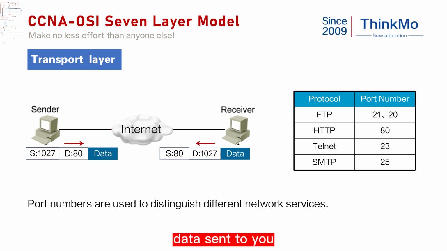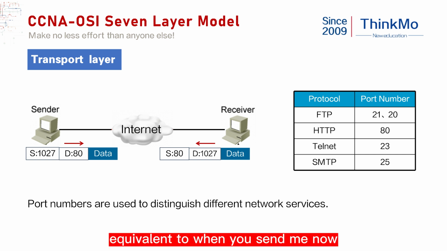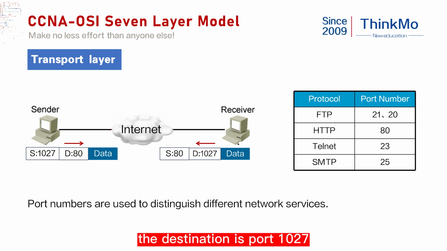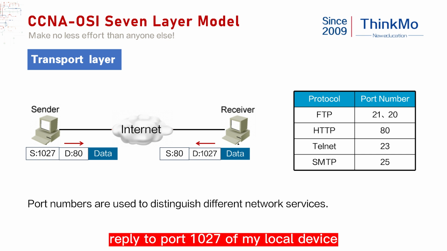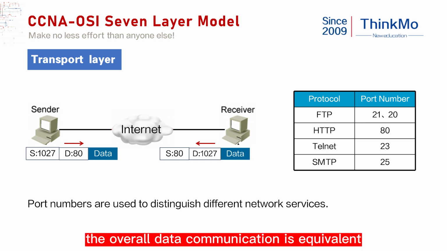Data is sent to you. Then when you return the packet to me in the future, the source and destination ports are swapped. When you send to me now, the source is port 80 and the destination is port 1027. So you are now replying from your local port 80 to port 1027 of my local device. Can you understand what I'm saying? That is the overall data communication.